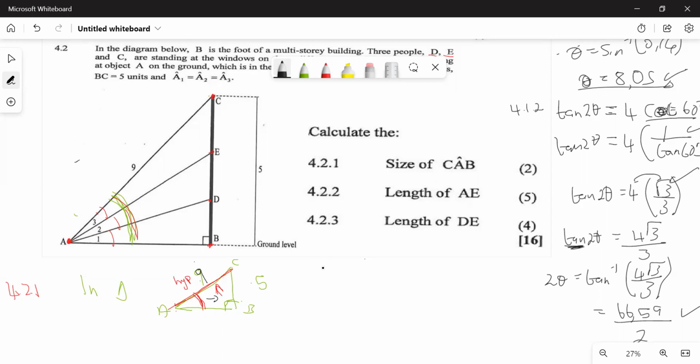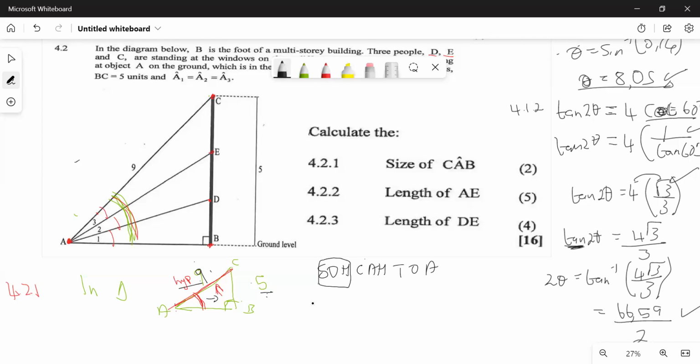So I'm going to go to SOHCAHTOA. I'm going to look for something that has an opposite and a hypotenuse, because I know the opposite and I also know the hypotenuse. Which one has the opposite and a hypotenuse? Sine. So I'm going to take the sine.